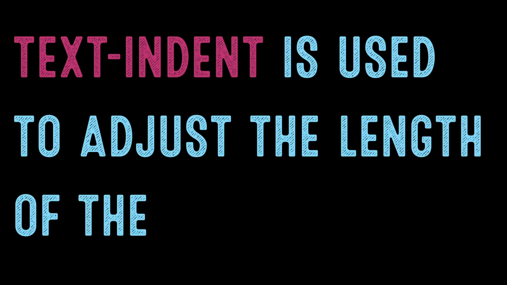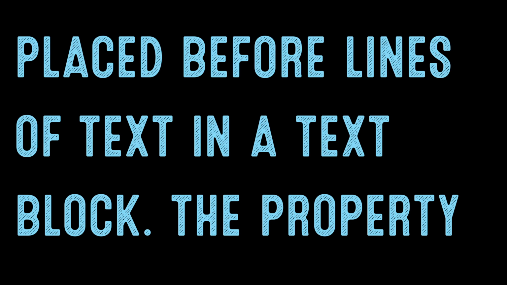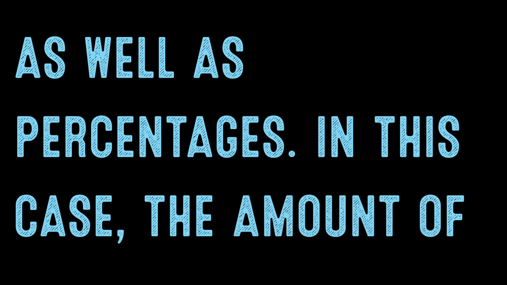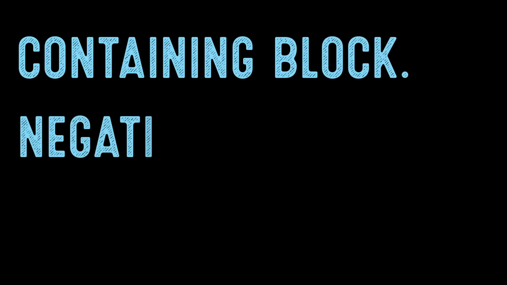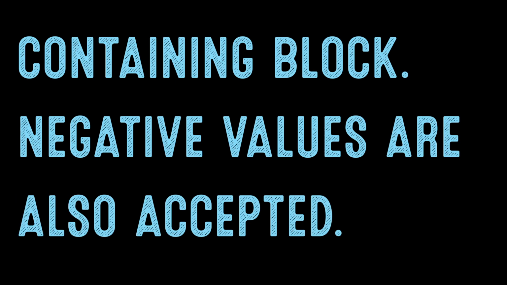The Daily Code Snippet. Text indent is used to adjust the length of the empty space placed before lines of text in a text block. The property accepts lengths in the units we have described previously, as well as percentages. In this case, the amount of indentation is a percentage of the width of the containing block. Negative values are also accepted.